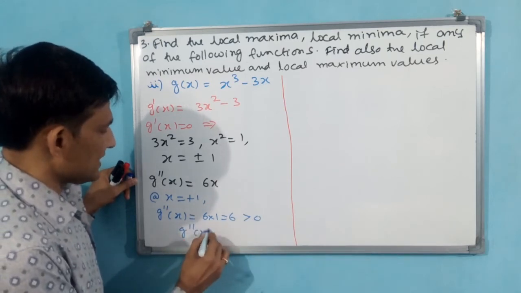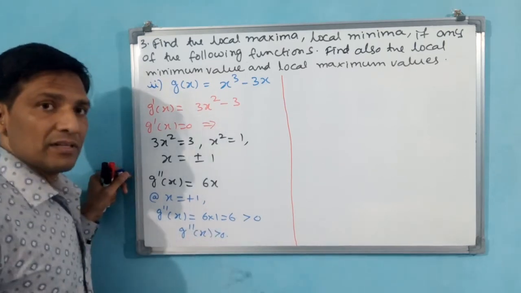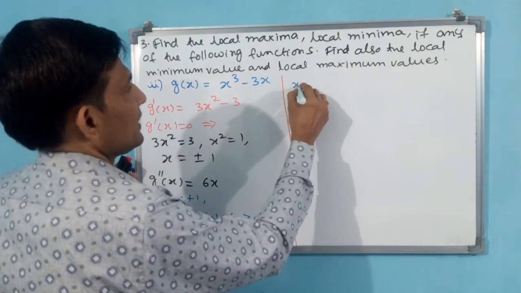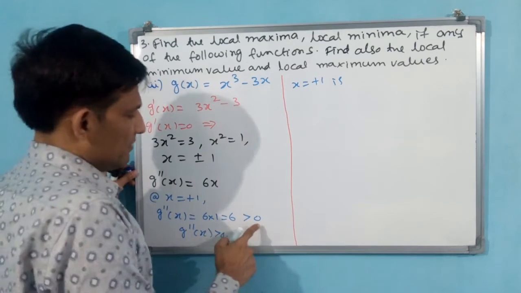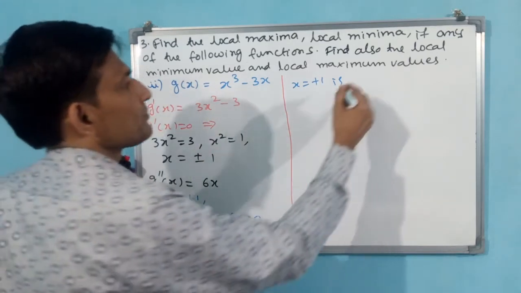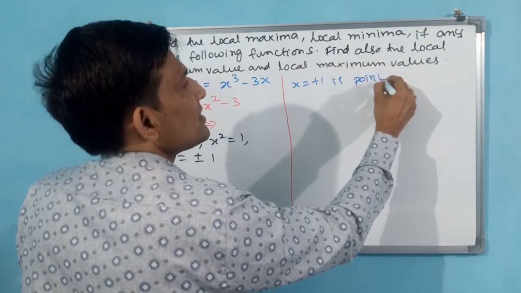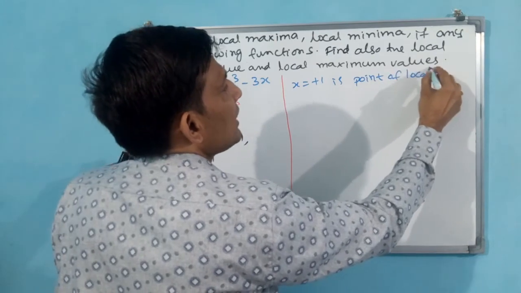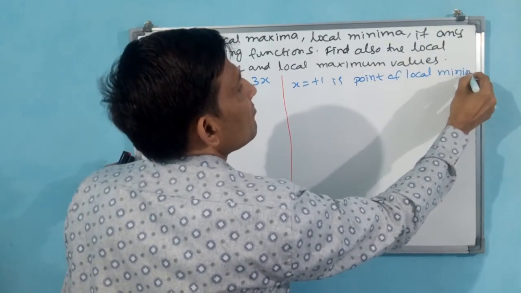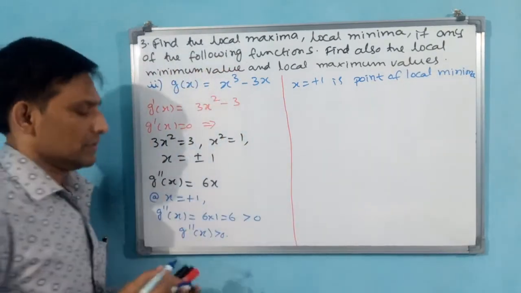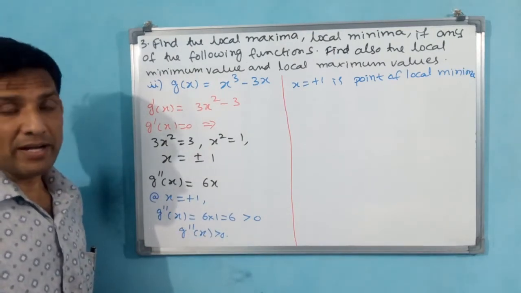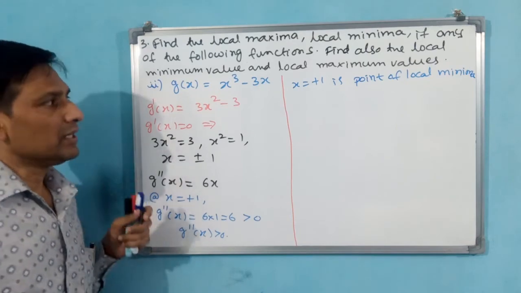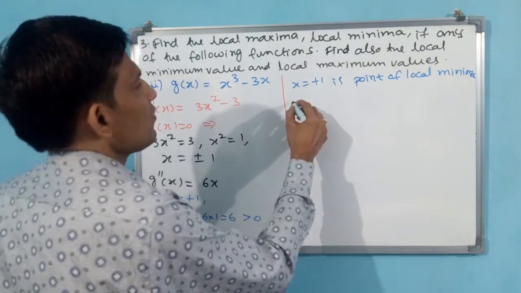g double dash x is greater than 0 means x is equal to plus 1 is point of local minima. Why? Because greater than 0. Point of local minima. Is it okay? x is equal to 1 is point of local minima. The local minimum value you can find. Write down local minimum value.